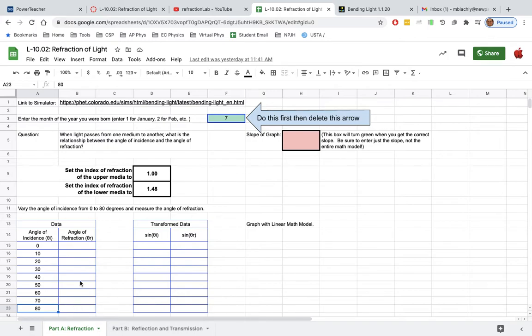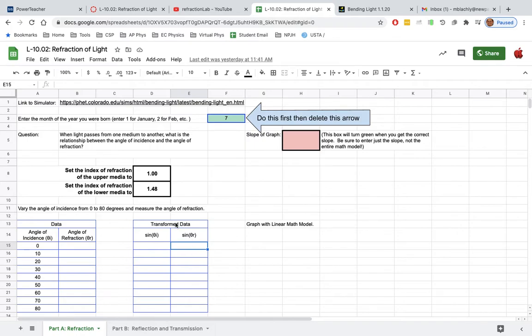Okay? Once you collect your data, you're going to find a math model. I'm going to give you a hint because this math model is not like one we've done before. You're going to take your calculator, and to find the math model, you're going to take the sine of the angle of incidence. In your calculator, there's a function called sine. You're going to take the sine of 0, and that's actually 0. And you're going to take the sine of this angle and put it there. So you're going to use your calculator to find the sine of the angles here. And that's what you're going to graph.